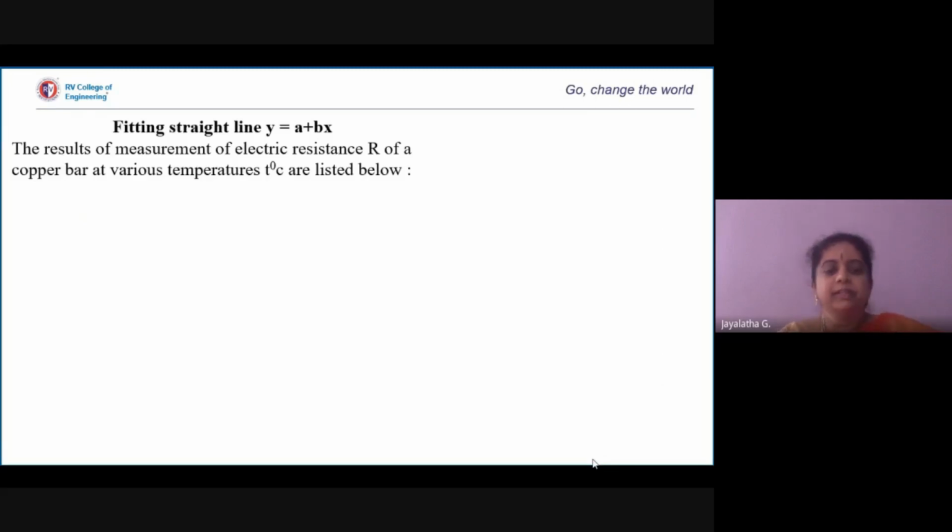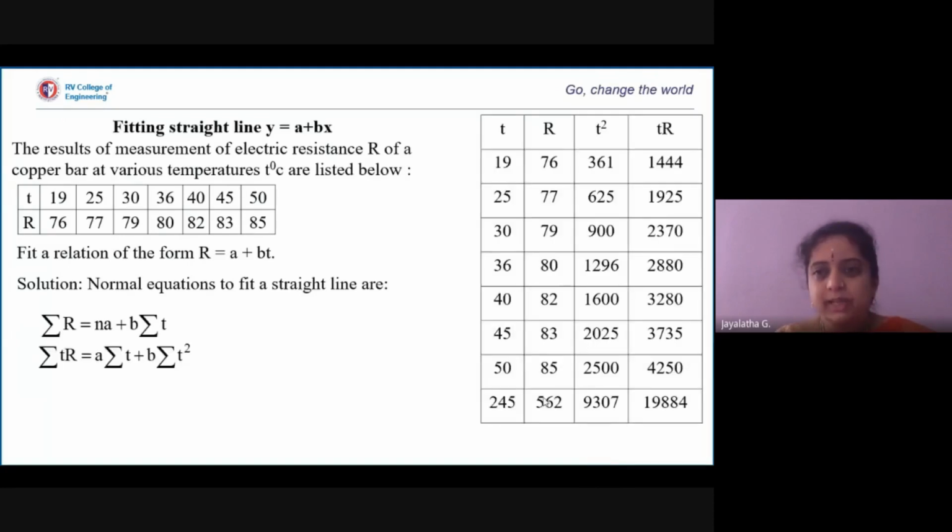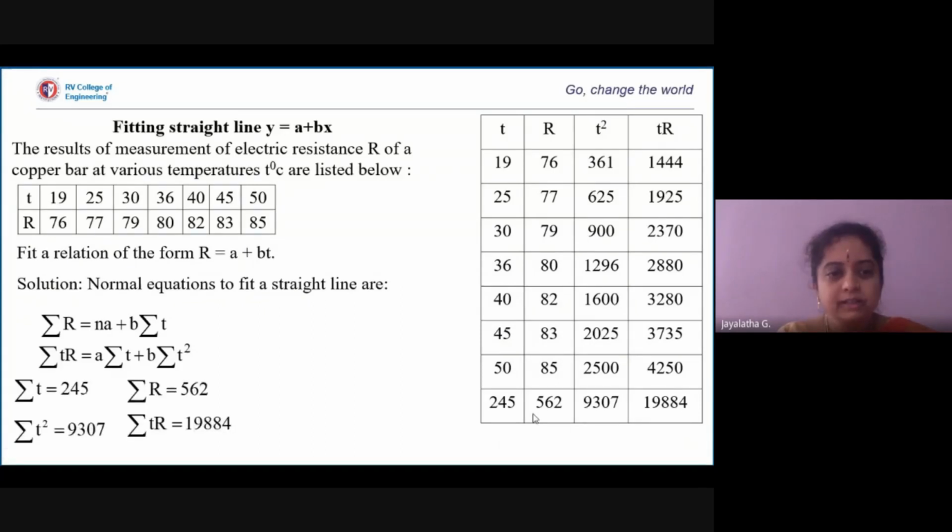You have results of measurement of electric resistance R of a copper bar at various temperatures T, and you need to fit a relation of the form A plus BT. As you already know, these are the normal equations. Let's quickly have this table. These last values are the summation values. You substitute back these summation values here, solve for A and B, and finally these are the A and B values. Let's try to have Matlab code for this.